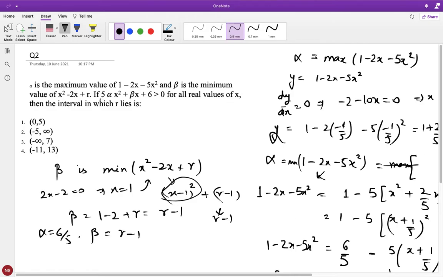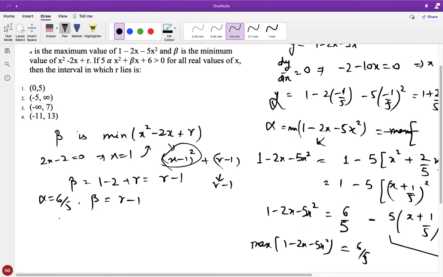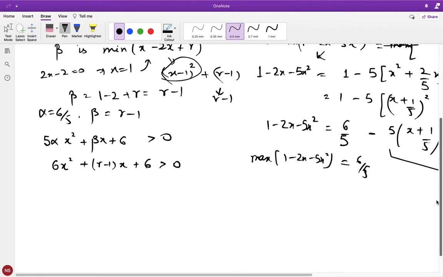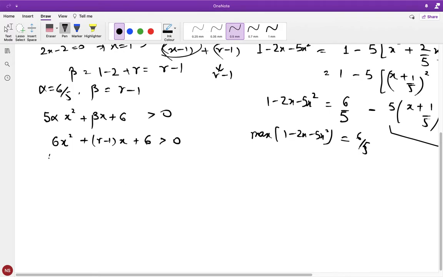So now 5 alpha x square plus beta x plus 6 is greater than 0. We know that alpha is 6 by 5, so 5 alpha is 6. 6x square, beta is r minus 1, so r minus 1 x plus 6 is greater than 0 for what all values of r. Very easy, right? This is very easy. You just have to solve for the values of r so that this is always greater than 0.